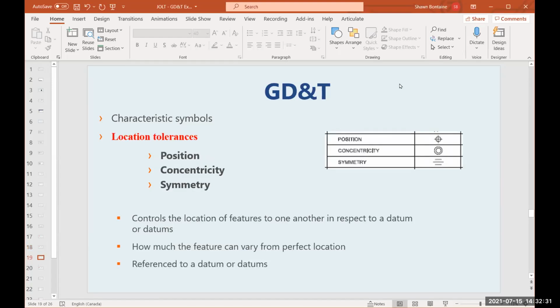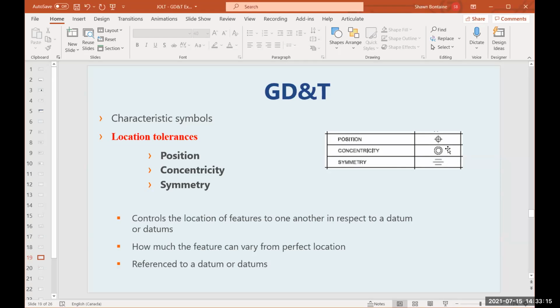Locational tolerances, we have position, and up until the 2018 standard, we had concentricity and symmetry as well. They control the location of features to one another in respect to a datum or datums. They talk about how much the feature could vary from perfect location, and the reference to a physical datum or datums. So again, when it comes to position, the characteristic symbol is shown right here. We use basic dimensions to give us our theoretical perfect location. And then in the feature control frame, we see how much we can vary from that perfect location. So it's a locational tolerance.